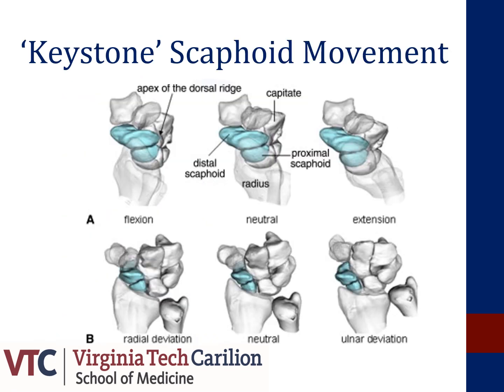Now we'll specifically focus on the movement of the scaphoid, which is the keystone of the carpal bones. The scaphoid has a natural inclination to flex. You can increase the scaphoid flexion with wrist flexion or radial deviation, and extend the scaphoid with wrist extension or ulnar deviation.